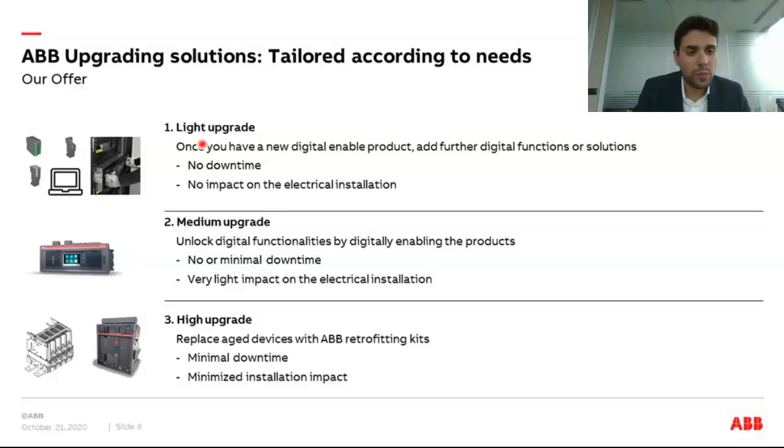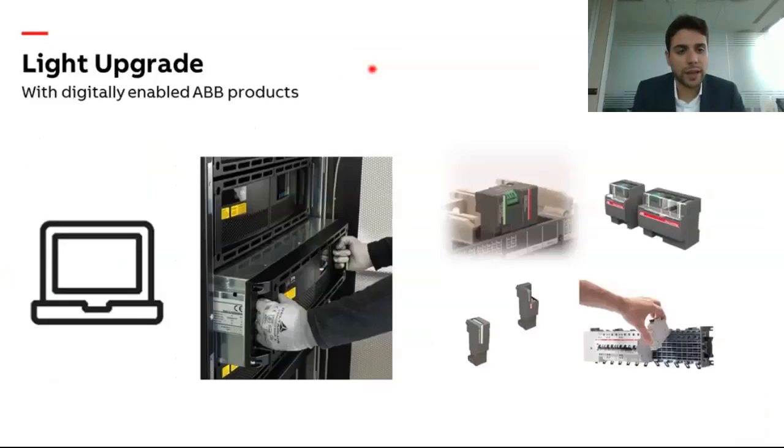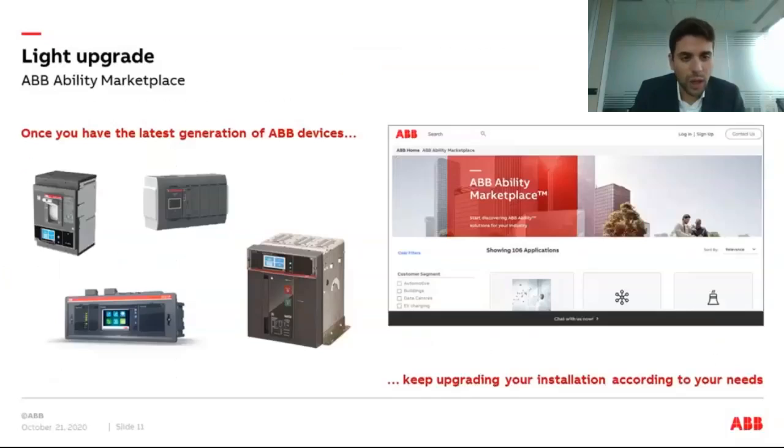So let's go a bit more into detail with those solutions. Let me start with the light upgrades. Those are intended for the digitally enabled ABB products. Once you have the latest generation of ABB devices, such as circuit breakers, transfer switches, and external relays, which we are going to dive deeper into in the next slides, you can keep it updated during its life cycle without any impact to your electric installation. How is that possible?